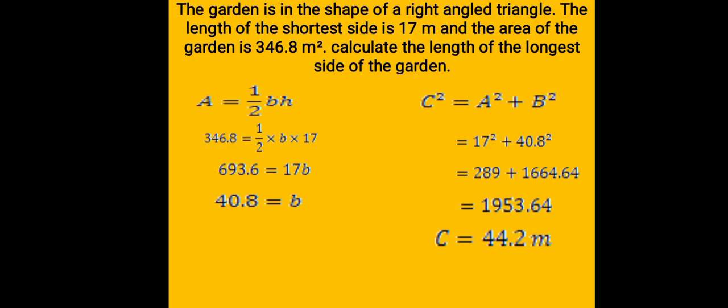The garden is in the shape of a right angled triangle. The length of the shortest side is 17 meters and the area of the garden is 346.8 meters squared. Calculate the length of the shortest side of the garden. Now, area of a triangle is half base times height. Now we have been given the area. We know the height to be 17. Now let's calculate the base. The base is 4.8.